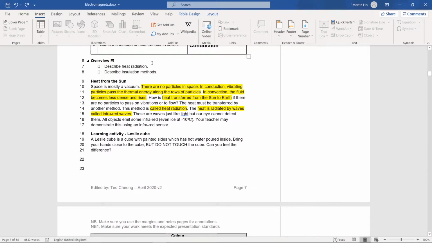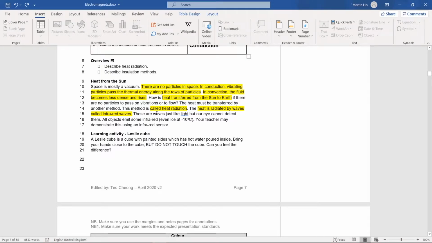In this lesson, we'll be describing heat radiation as well as insulation methods and what insulation actually refers to. As we know, space is mostly a vacuum. This means that there are no particles in space at all. In conduction, vibrating particles must pass the thermal energy along the rows of particles. In convection, the fluid particles become less dense and rise. So, how is heat transferred from the sun to Earth if there are no particles to pass on vibrations or to flow? The answer is the heat must be transferred by another method.